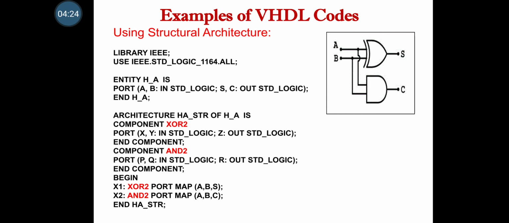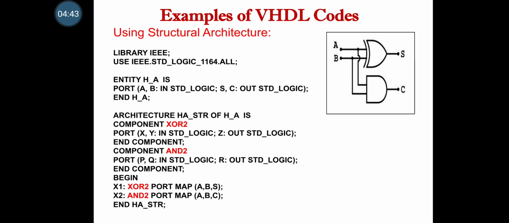Then is the reserved word. Since it is in the structural form, the component declaration is very important. Here you can see one XOR gate and one AND gate. Both components have to be declared. It is declared here using the word component and the name XOR2.